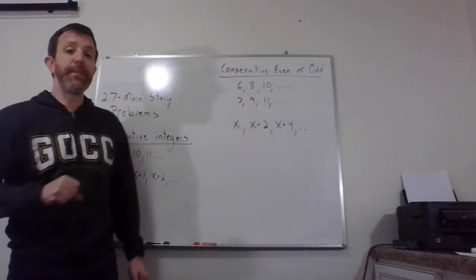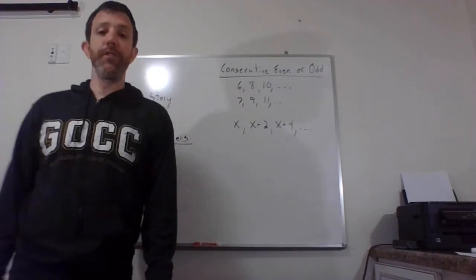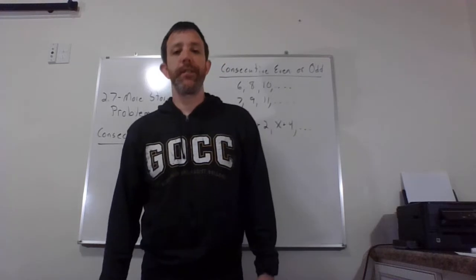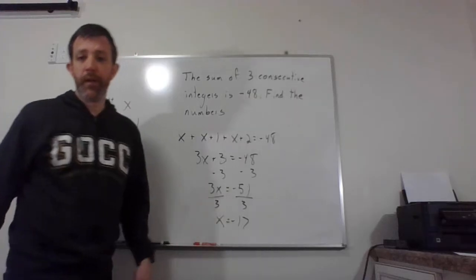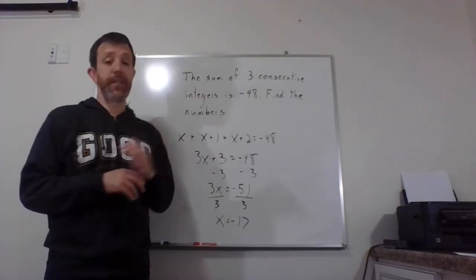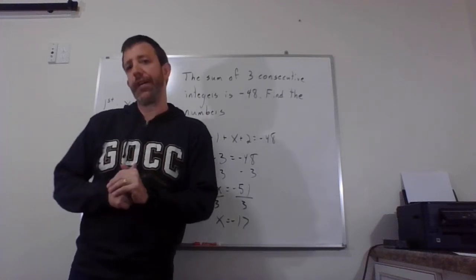All right, so now that we have this, I'm going to do an example where we use consecutive even or odd integers, one of these things. And yeah, then we'll get on to some other stuff. Okay, so here we have an example for regular consecutive integers. Evens and odds would work the same way, just a different pattern again.